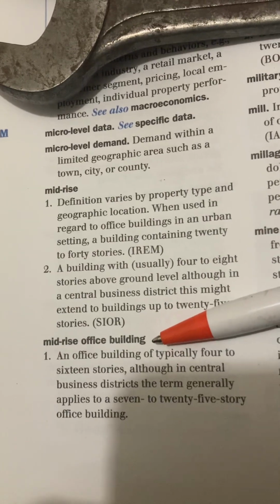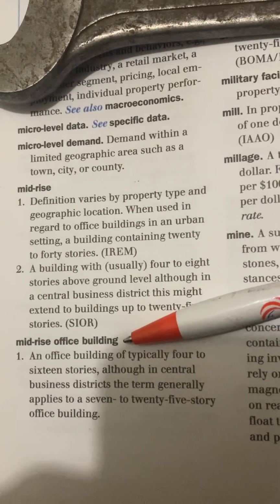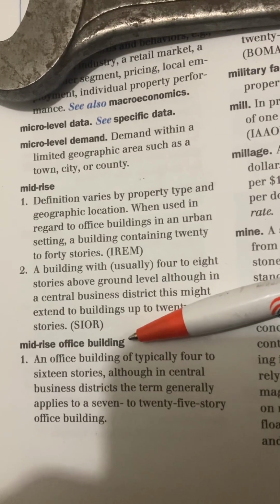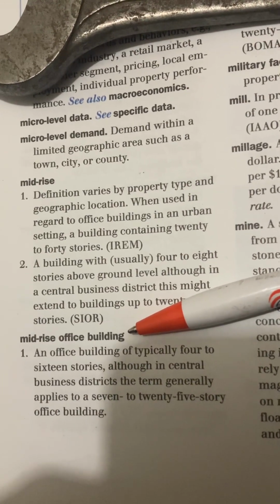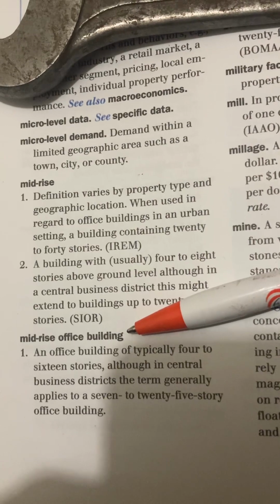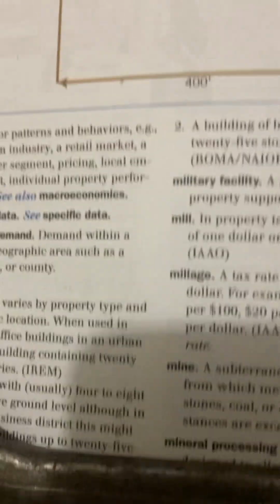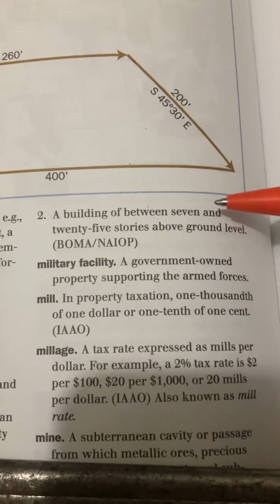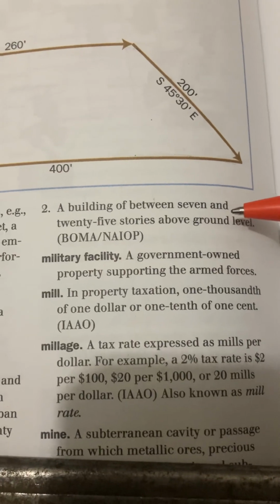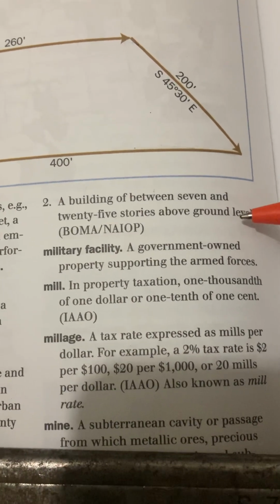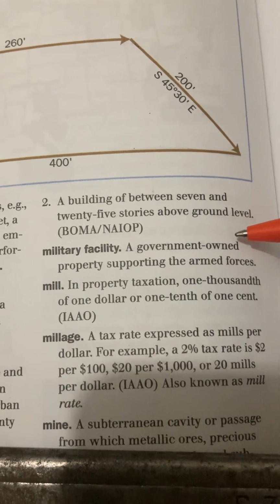Mid-rise office building. Number 1. An office building of typically 4 to 16 stories, although in central business districts, the term generally applies to a 7 to 25 story office building. Mid-rise office building. Number 2. A building of between 7 and 25 stories above ground level, BOMA/NAIOP.